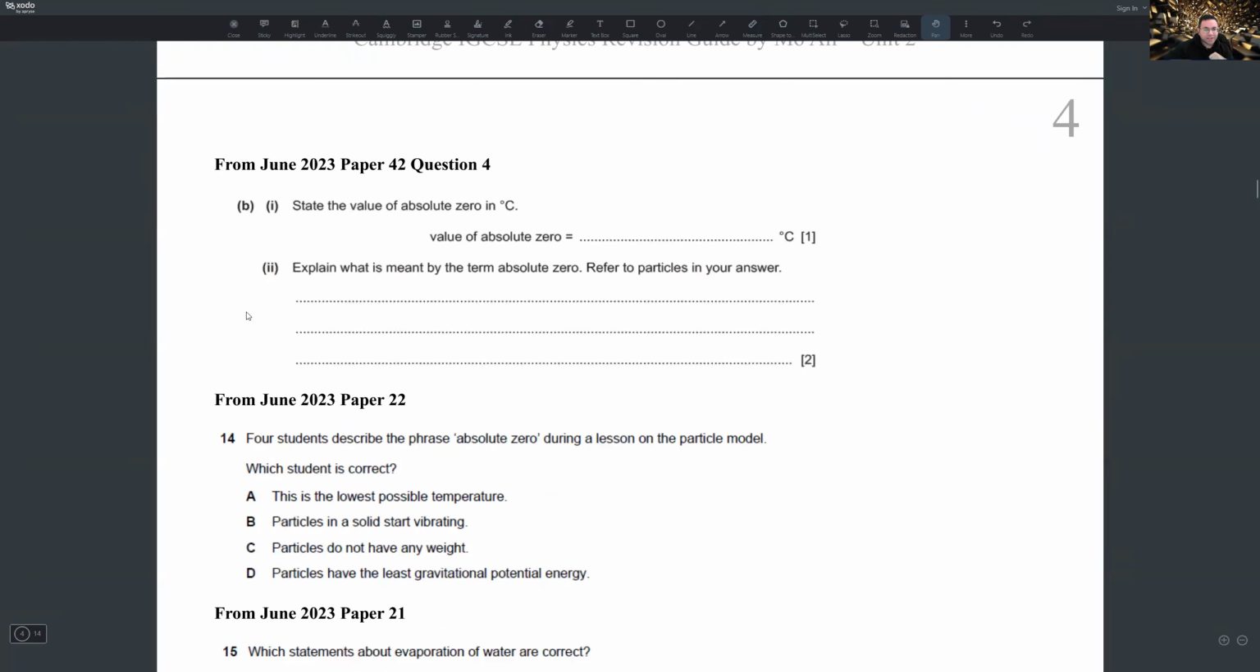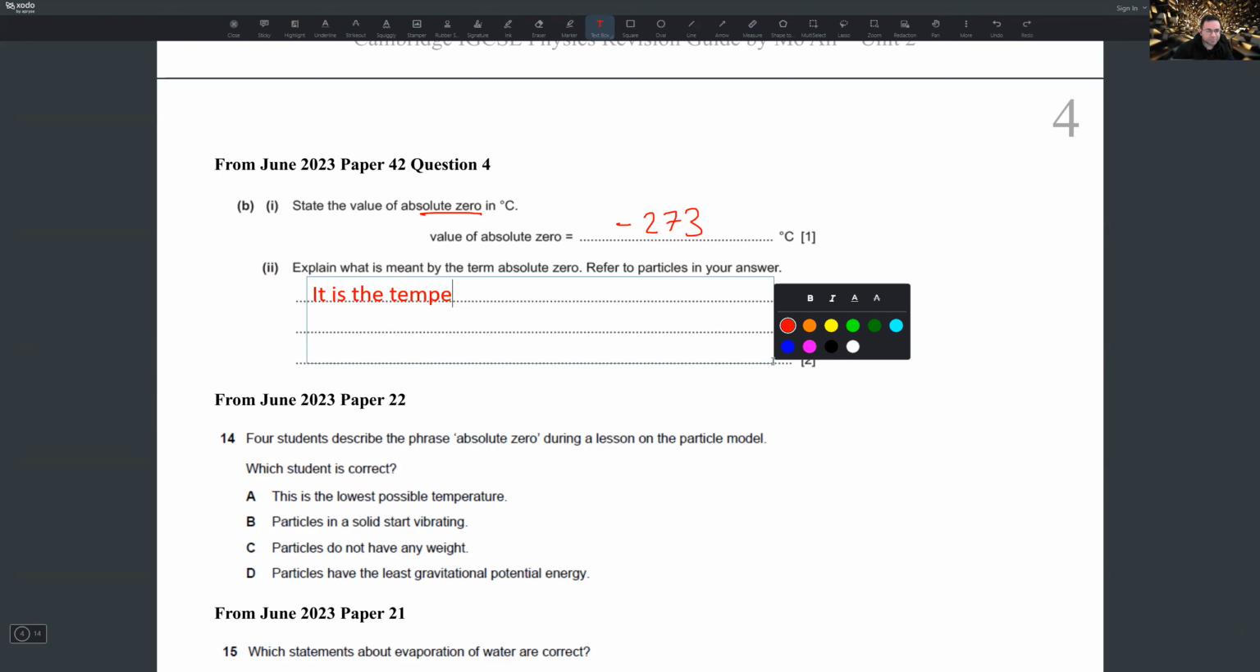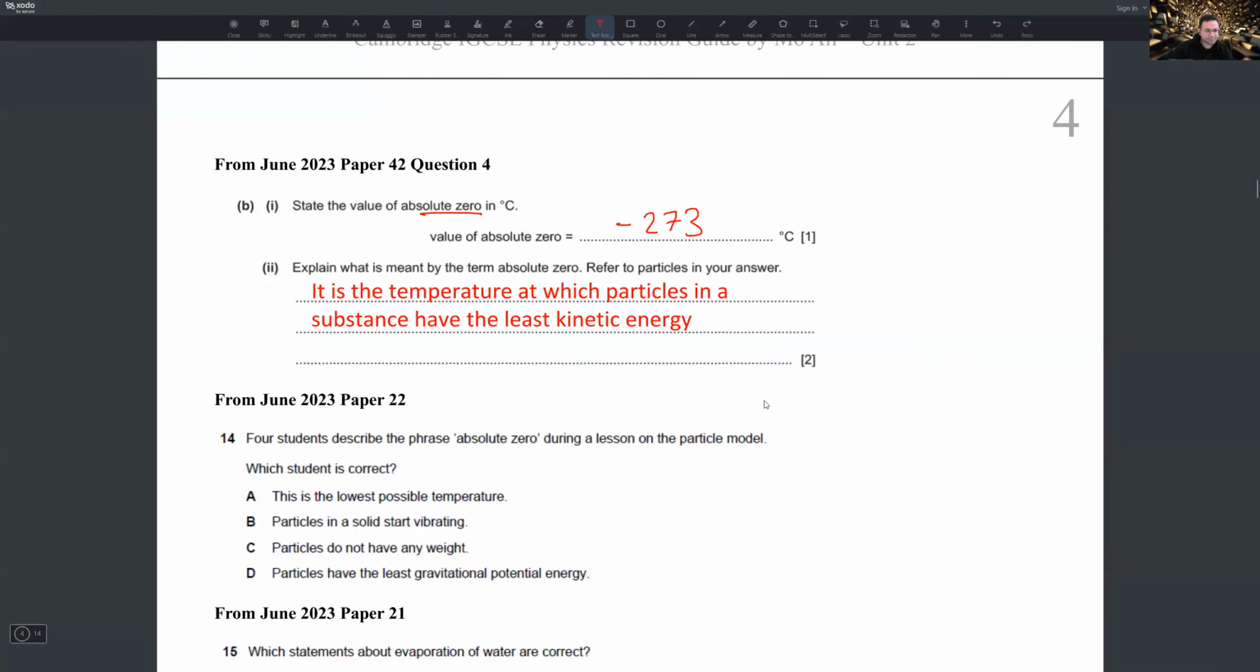First, state the value of absolute zero. What is the value? Negative 273. Explain what is meant by the term absolute zero. Refer to particles in your answer. It is the temperature at which particles in a substance have the least kinetic energy or no kinetic energy. All right? So that's when molecules have no kinetic energy. They stop moving, etc., etc.